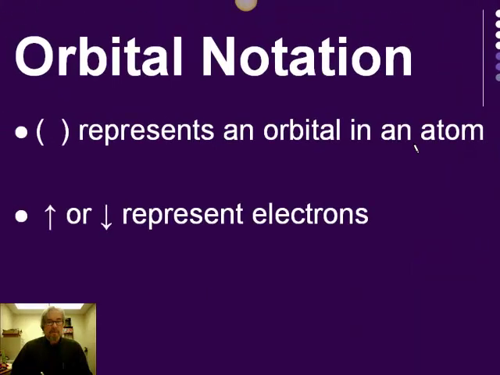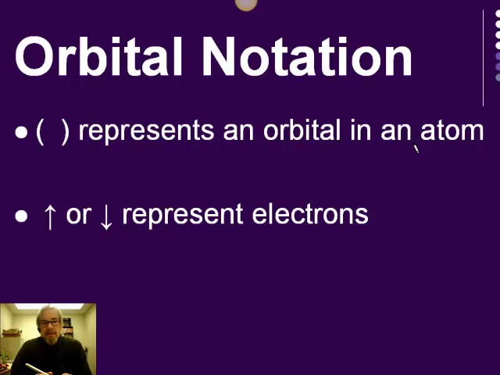Another kind of notation that's useful and actually gives us a little more information is called orbital notation. Orbital notation is almost a sort of a stylized picture of the electron structure of the atom. In orbital notation, a set of parentheses represents an orbital in an atom. And inside those parentheses will go arrows that represent electrons.